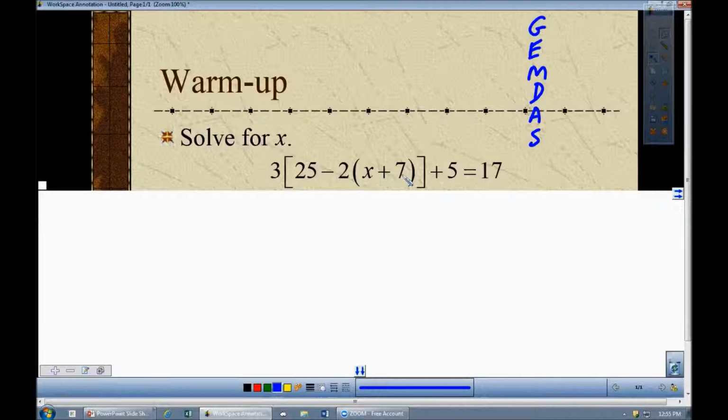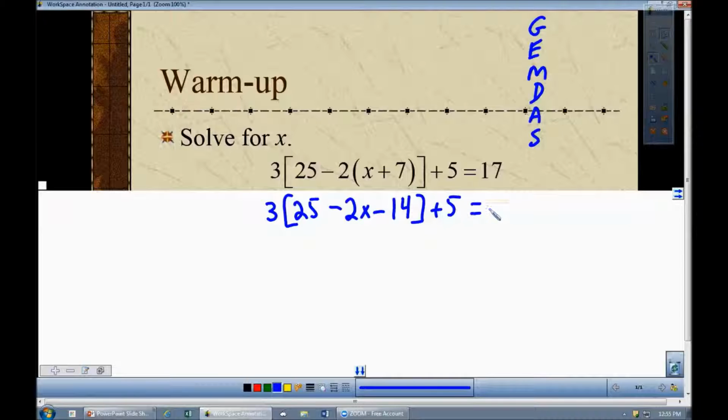I can't do anything with this grouping x plus 7. So the only other way to deal with this parentheses is to multiply. I'll distribute a -2 times x and distribute a -2 times 7. Now nothing else in this equation has changed. Let's simplify some more. The like terms inside this bracket, 25 and -14, add up to 11. So this is -2x plus 11 inside the brackets.